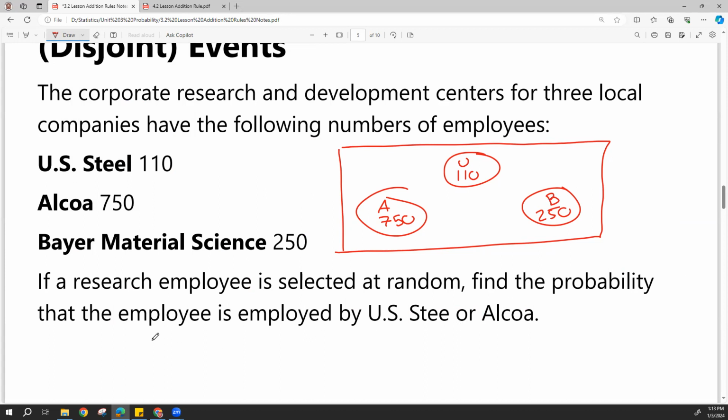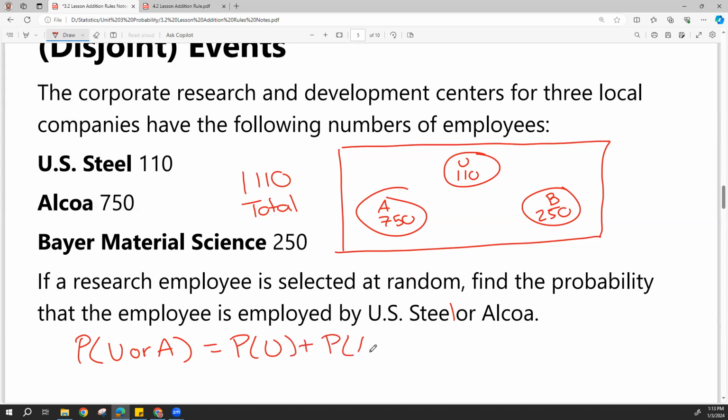And so if we want to know the probability of randomly selecting one of these 1,110 employees total, that one of them is from US Steel or Alcoa, and that should be an L there. Because they're mutually exclusive, we can just add the probability of working at US Steel and the probability of working at Alcoa. So we have 110 out of 1,110. And we have 750 out of 1,110.